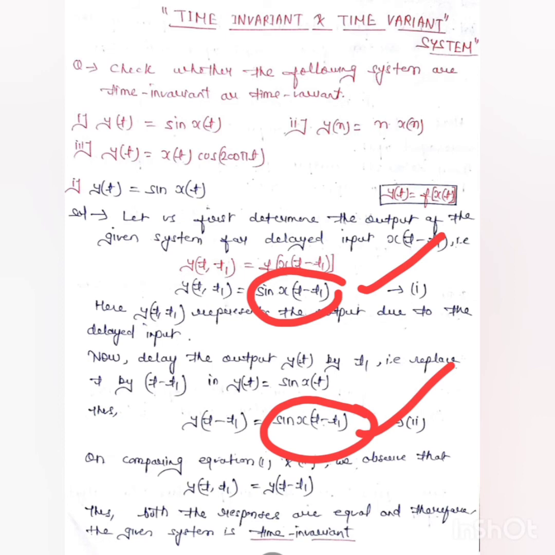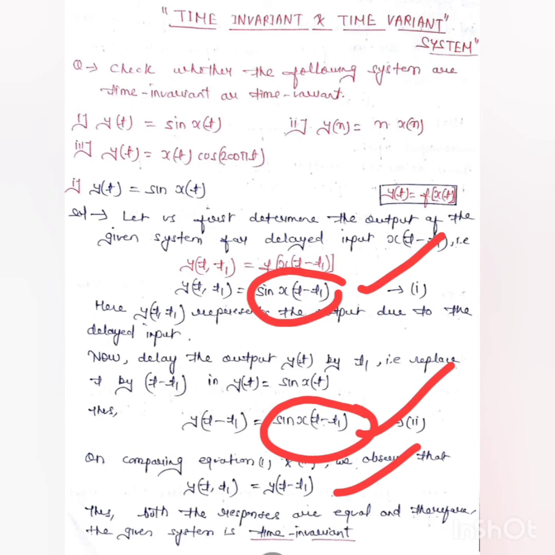When both the responses are equal, in order to determine whether the given system is time variant or time invariant, if both the responses are equal, in this case the system is time invariant. If this expression is not equal, then we can say the given system is time variant. If it is equal, that means the system is time invariant. It does not vary if it is equal.